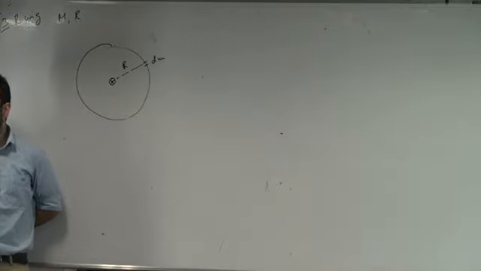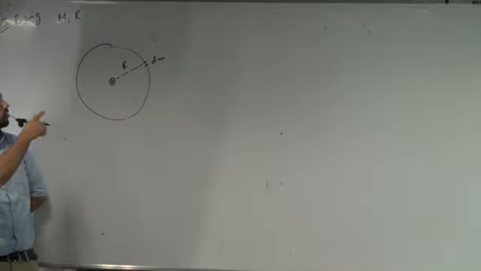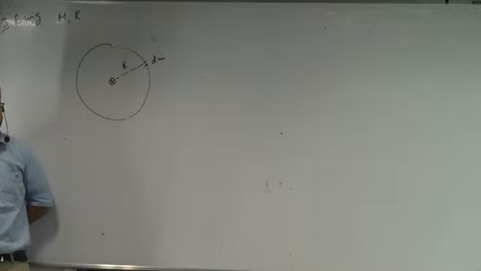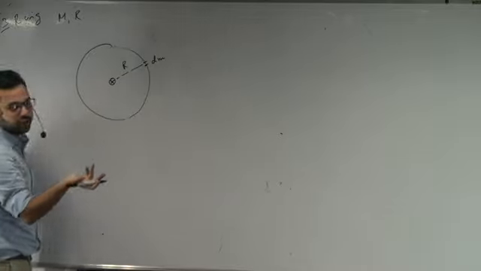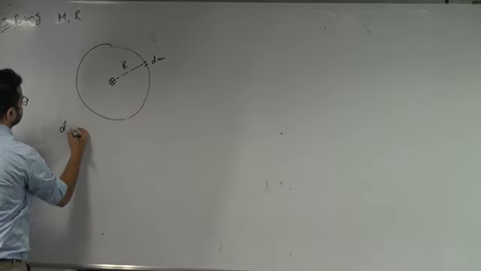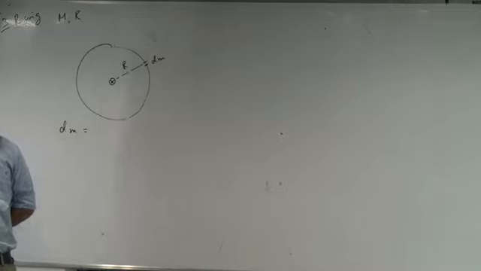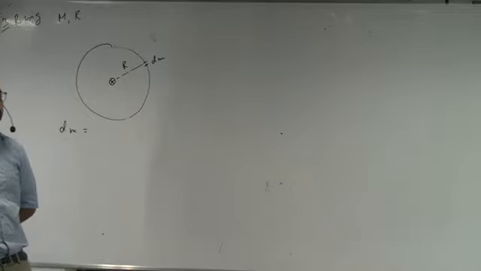Is that correct? क्या हो गया? So this position is r from the axis. Correct? Okay. So इस छोटे से element का, first of all we need to find out dm. So tell me what dm would be. Mass by area.